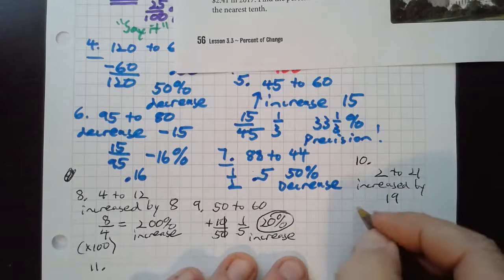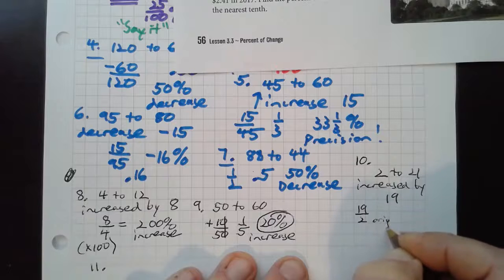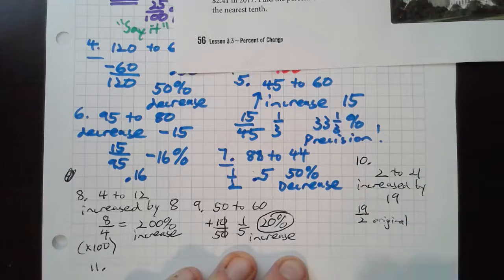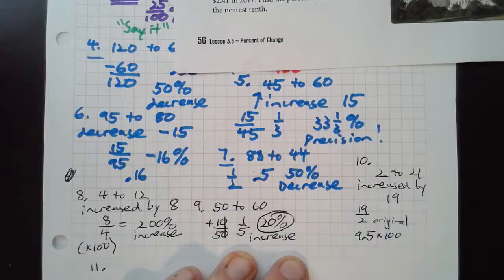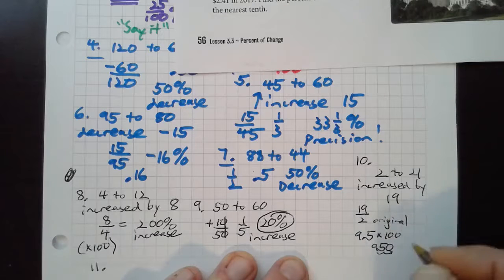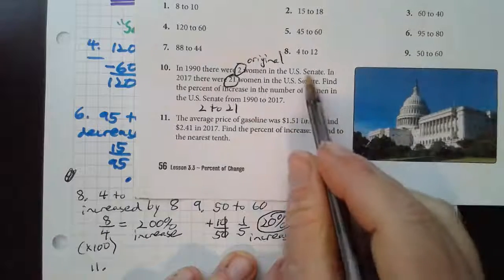Increased by 19 compared to the original. Remember, original always on the bottom. And we can see this is going to be 9.5. Check it on your calculator. But then you're going to do that last step, multiply by 100, which means move the decimal 2 spots over. And 950% increase. That's good. But do you know how big the Senate is?